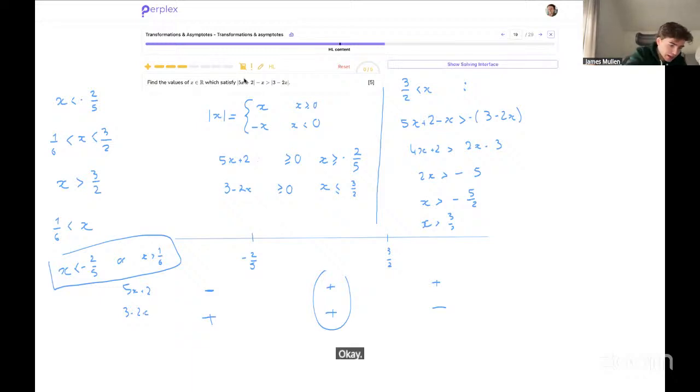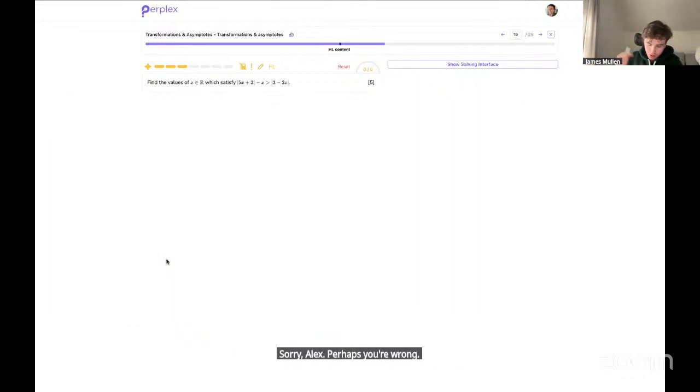So I will now just show you the graphical solution. Yeah, no, I'm so wrong. Oh, okay. Sorry, Alex. Perhaps you're wrong. Okay, let me erase this and show you the graphical method now.